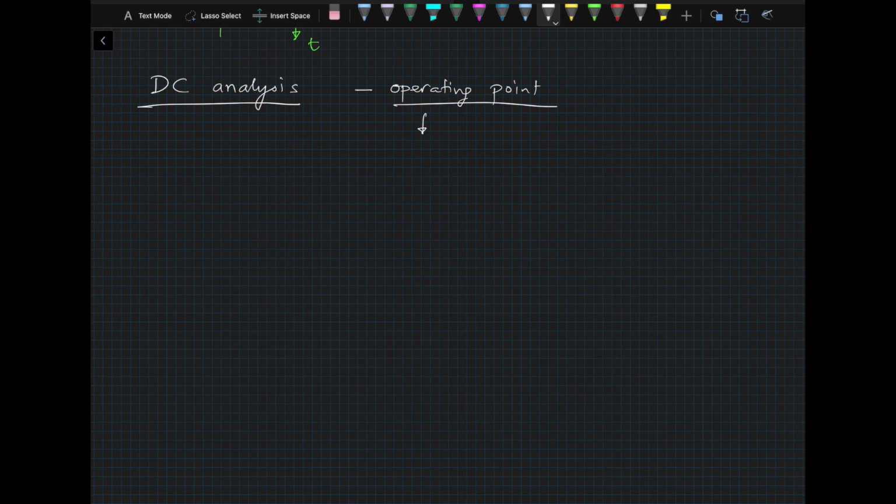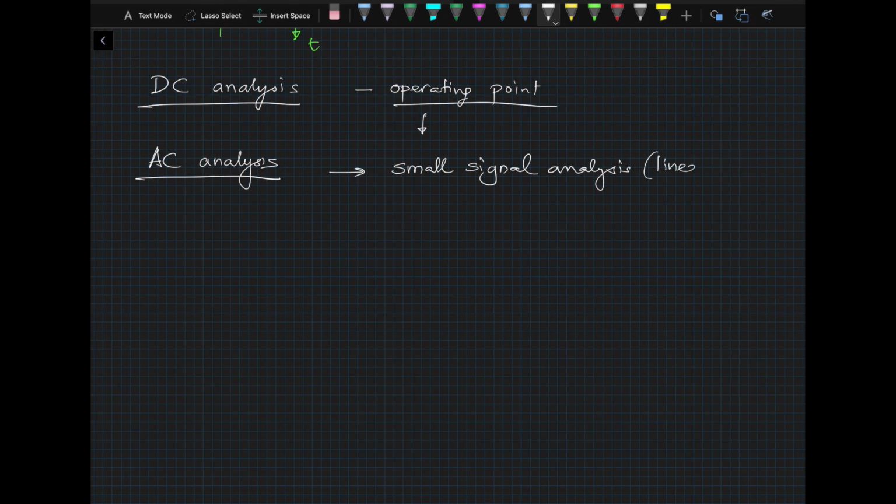Okay, I'm going to go over this one more time, so that then we do AC analysis. Okay, and this AC analysis is essentially a small signal analysis, or linear analysis, linearized analysis at the operating point.